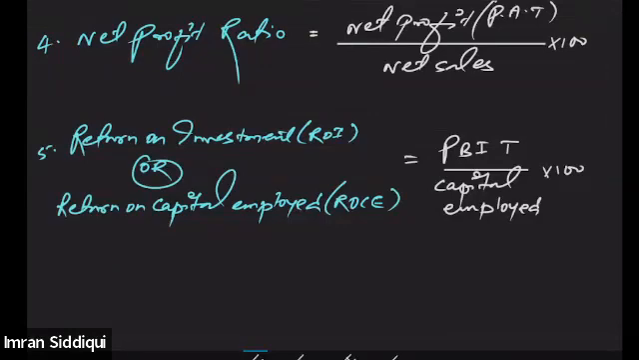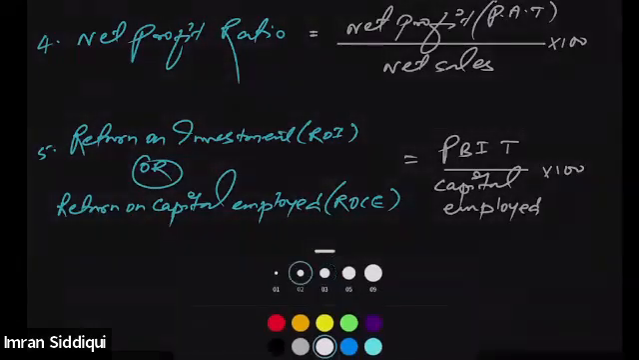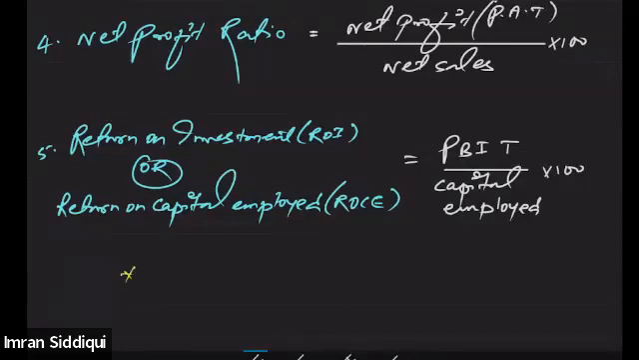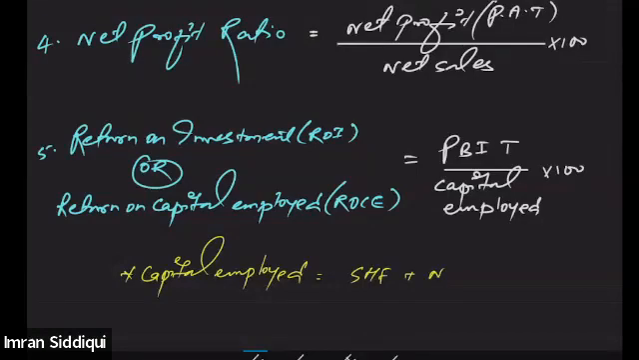I'm sure all of you already know the capital employed, right? Alexander, do you understand what is capital employed? Yes, sir, but I don't remember. You know, but you don't remember. Okay. Capital employed basically means shareholders' fund plus non-current liabilities. This is called the capital employed. Understood? So these are the 5 ratios that we calculate in order to find out the profitability.